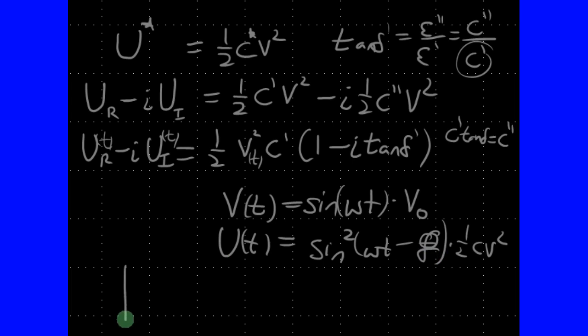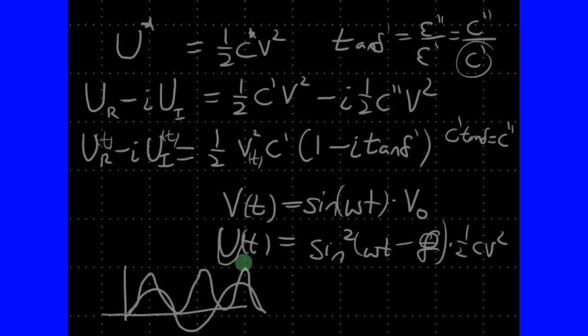So we're going to have our voltage here, and we're going to have our energy stored. The energy is always positive here, because energy stored is always going to be positive. It's not going to be negative. So this would be the energy stored, and the sinusoidal would be the voltage applied.